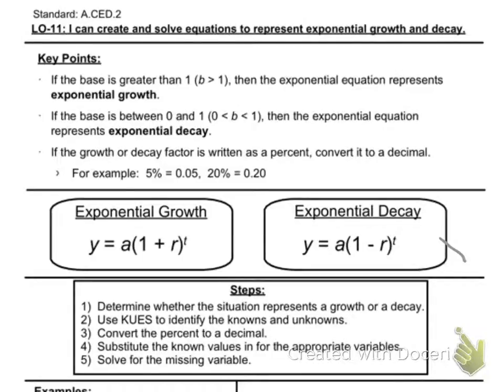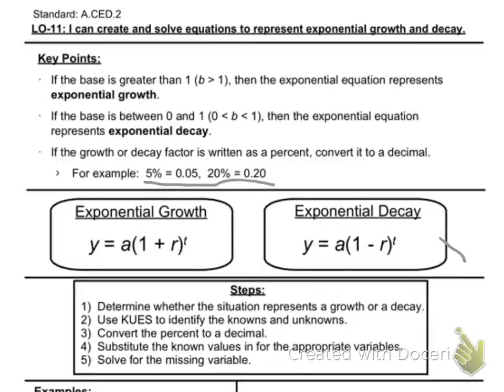Alright, today we're going to look at exponential growth and decay. If the base b is greater than 1, then the exponential equation represents exponential growth. If the base is between 0 and 1, then the exponential equation represents exponential decay. If the growth or decay factor is written as a percent, convert it to a decimal. For example, 5% is the same thing as 0.05, 20% is the same thing as 0.20.